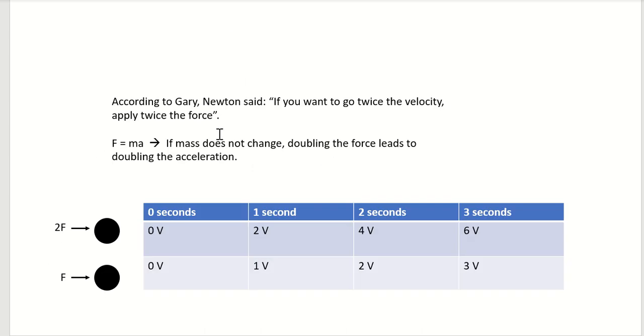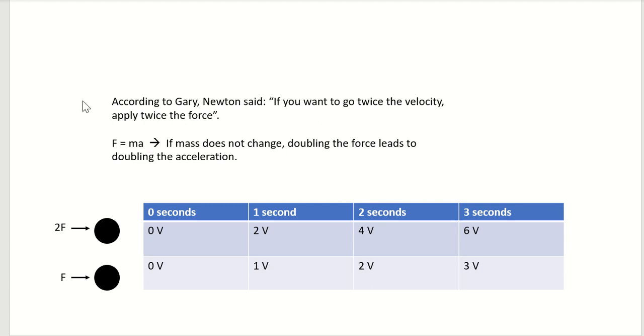And according to you, what Newton was actually saying is that if you want to go twice the velocity, you need to apply twice the force. And I guess that your argument is that this is somehow incompatible with this equation here. So let's take a closer look at that. First, let's assume that the mass is not changing. So now it's quite easy to see that if we double the force, we are also doubling the acceleration.